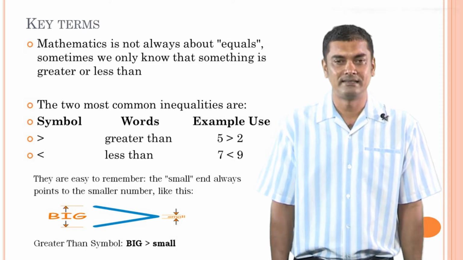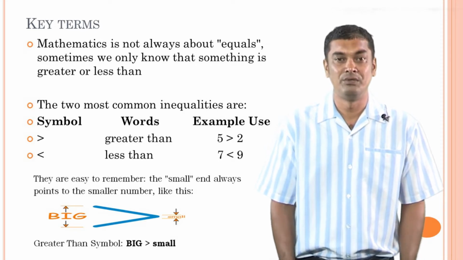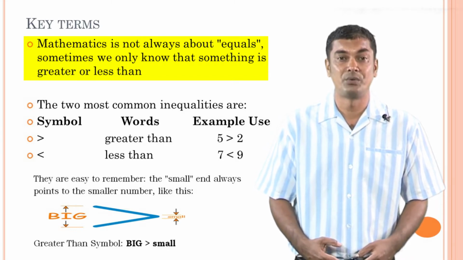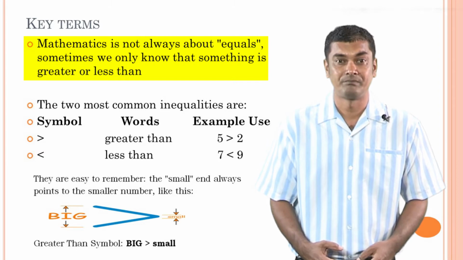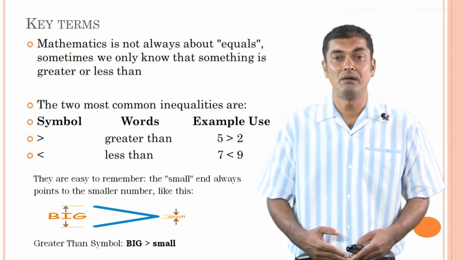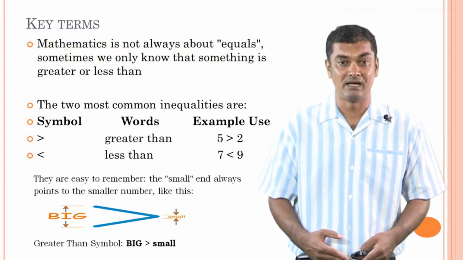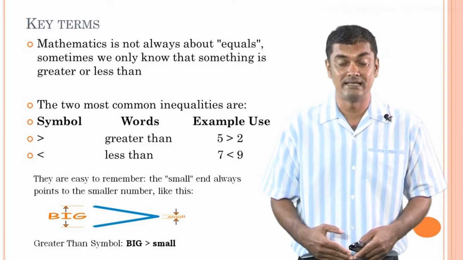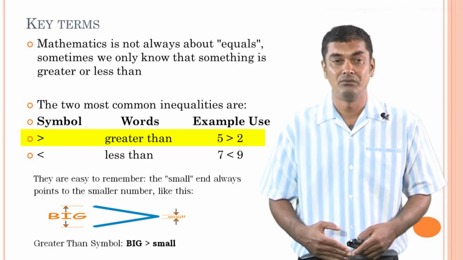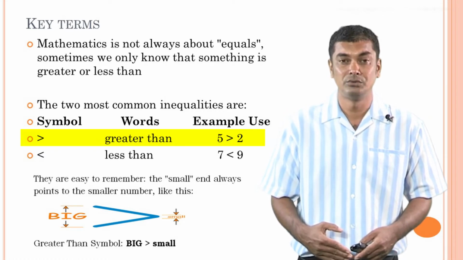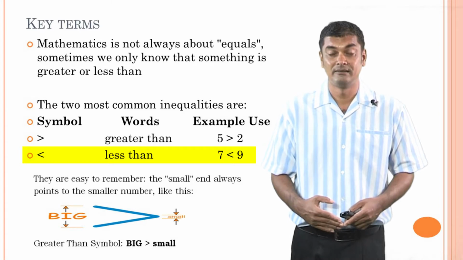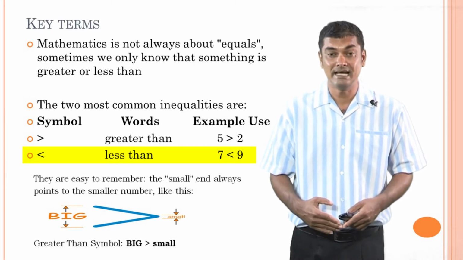In mathematics, there are key terms which we should be using. Now, it is not always about equals. Sometimes we know that something is greater than or less than. The two most common inequalities are the more than sign or the greater than sign. Take for example, 5 is greater than 2. The less than sign, we could say 7 is less than 9.